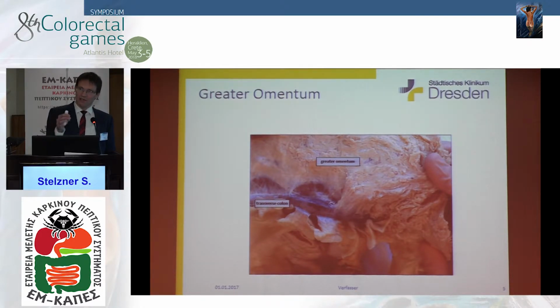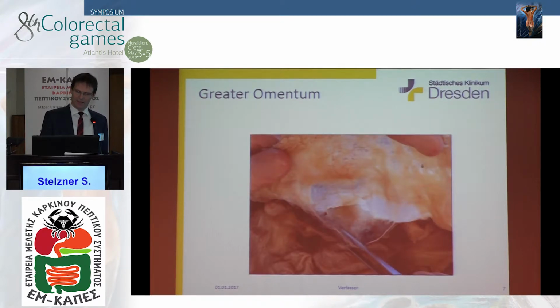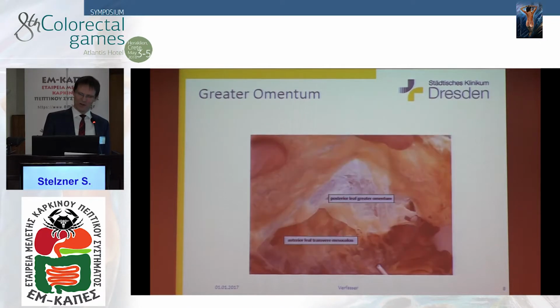Unfortunately, the part that covers the colonic wall is almost every time rather thin. But we can actually get in between and separate the two structures. The great omentum belongs to the foregut and the transverse colon to the midgut. And you can see, as a rule, you can nicely open this embryologic plane, and you see the posterior leaf of the greater omentum above and the anterior leaf of the transverse mesocolon below.